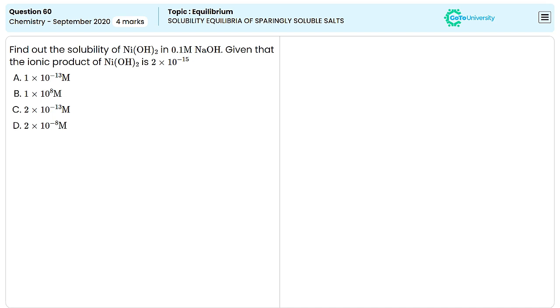In this question, we have to find out the solubility of nickel hydroxide in 0.1 molar sodium hydroxide solution. The ionic product of nickel hydroxide is given as 2 into 10 raised to minus 15. Nickel hydroxide is a sparingly soluble salt and it can produce 1 mole of Ni2+ ion and 2 moles of hydroxide ions. Now I am taking the solubility or concentration of nickel hydroxide as S.